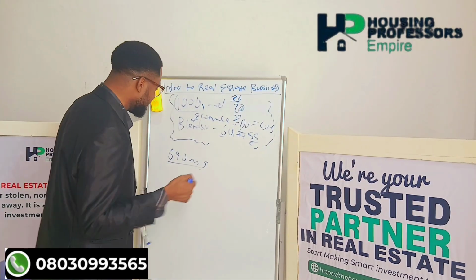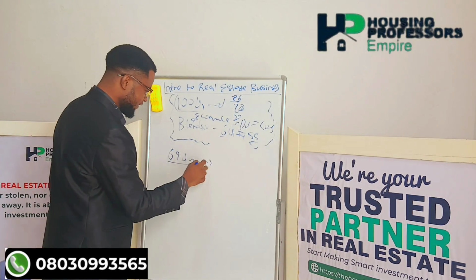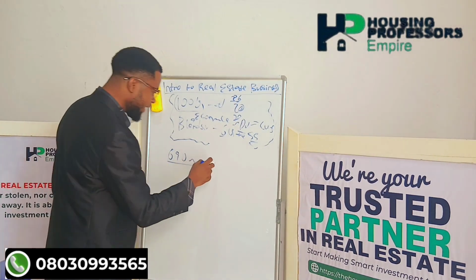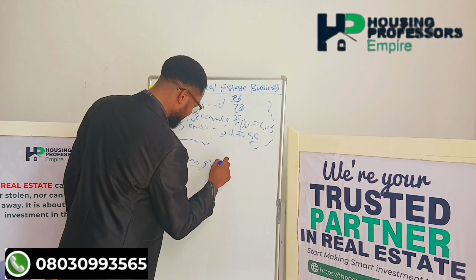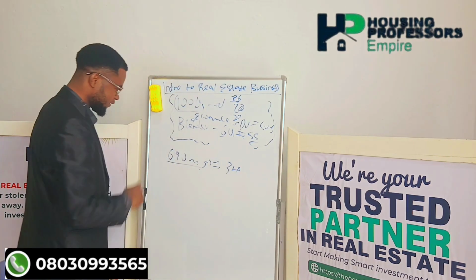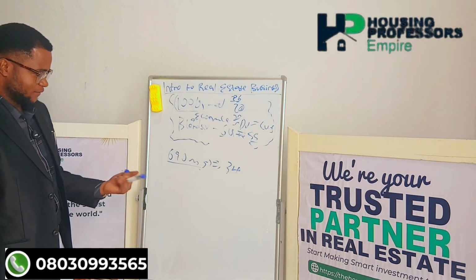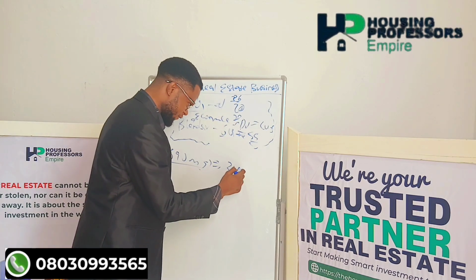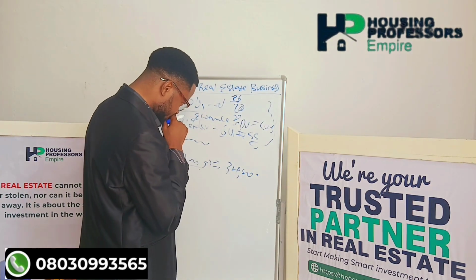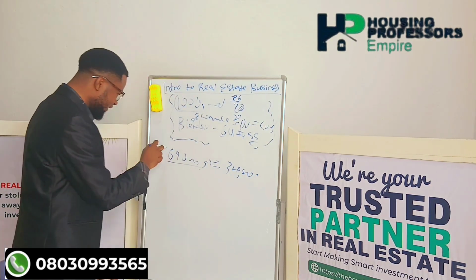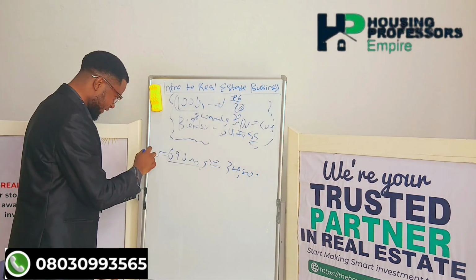5% of this money that they paid him was 34 million naira. That is 5% of this money. So 34 million, or 34 million 500,000, as the case may be.